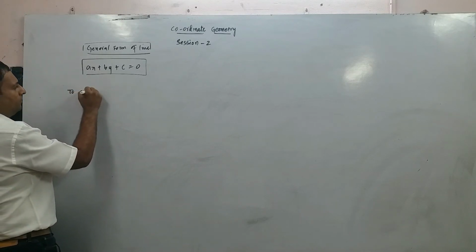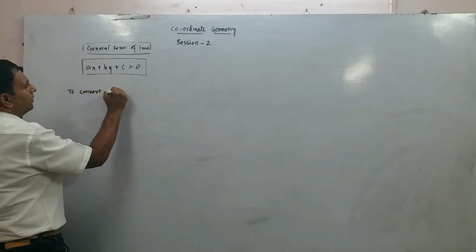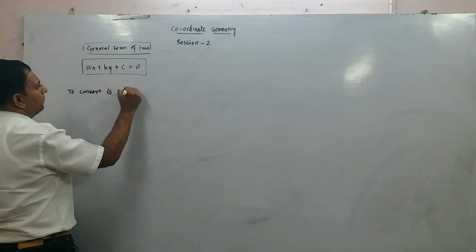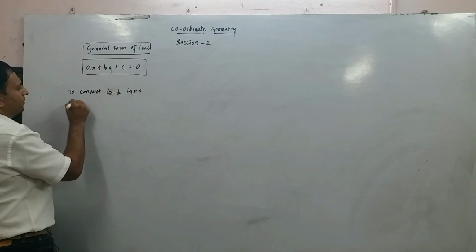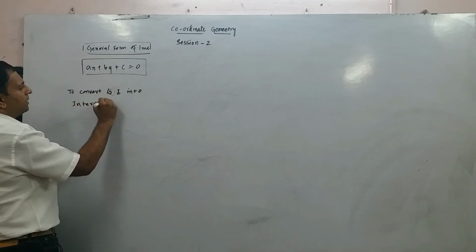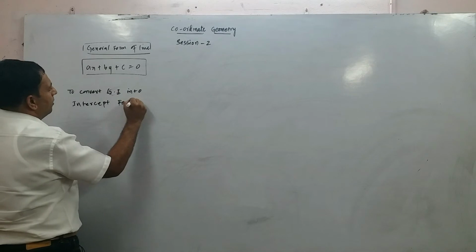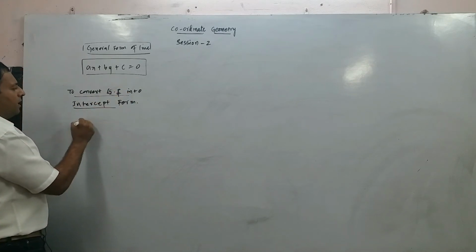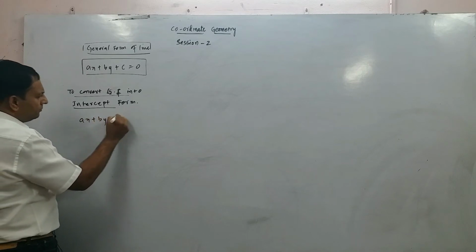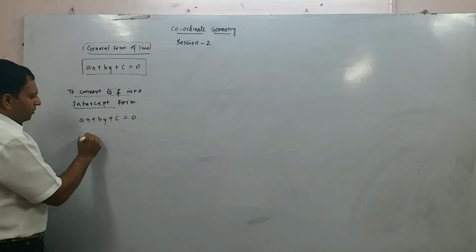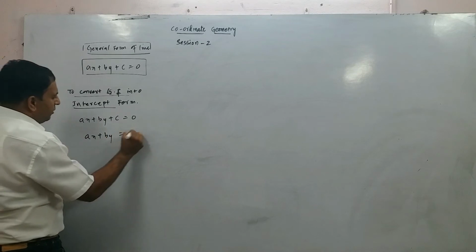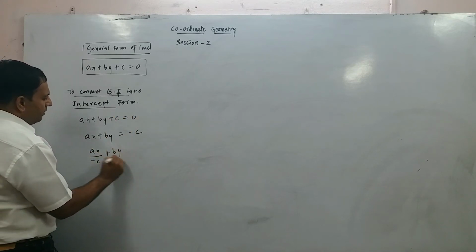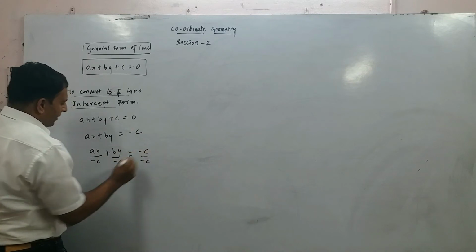To convert the general form of line into intercept form, I will say ax plus by plus c is equal to 0. Ax plus by is equal to minus c. Divide the entire equation by minus c: ax by minus c plus by by minus c is equal to minus c by minus c.